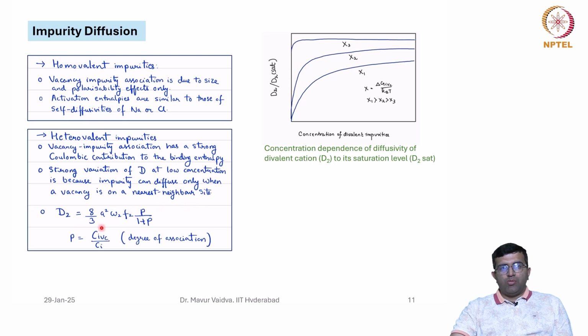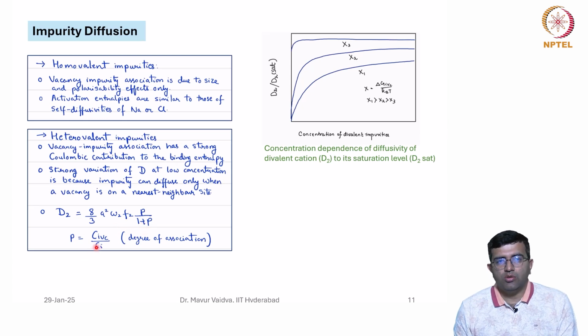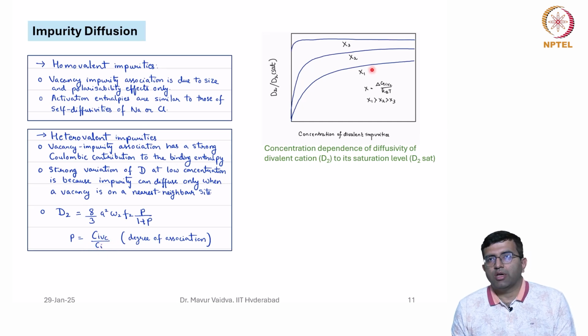So, the D2 can be written as 8 by 3 omega A square into omega 2 into F2 into P by 1 plus P. So, if you recall, the P is equal to nothing but the degree of association CIVC divided by Ci. So, you can see here that X is equal to delta G IVC by KBT, and the X1, X2, X3, this is the order in which they are decreasing.